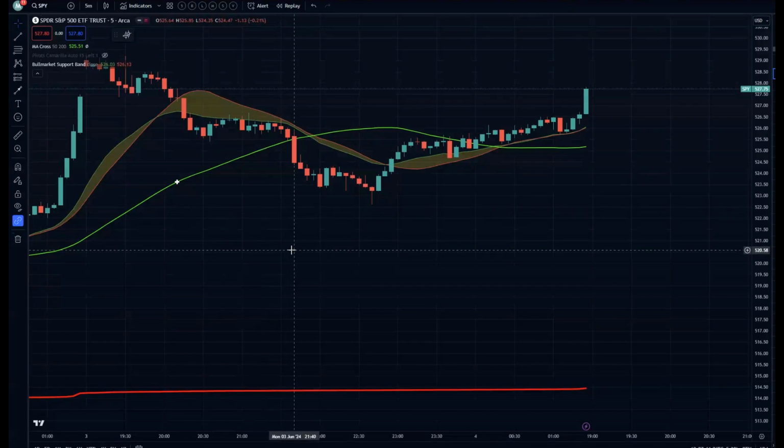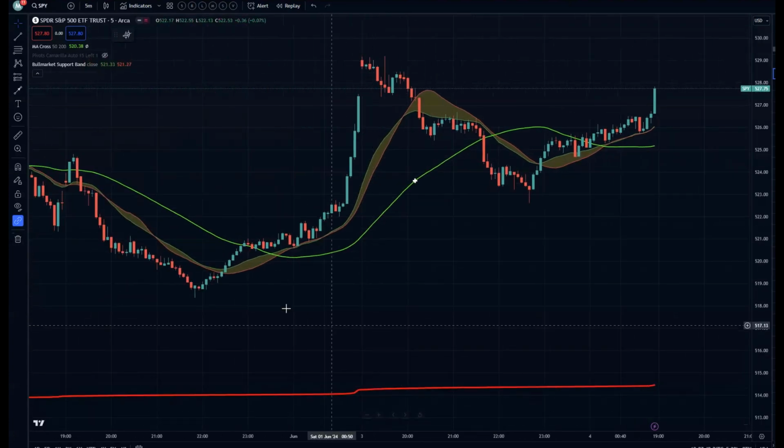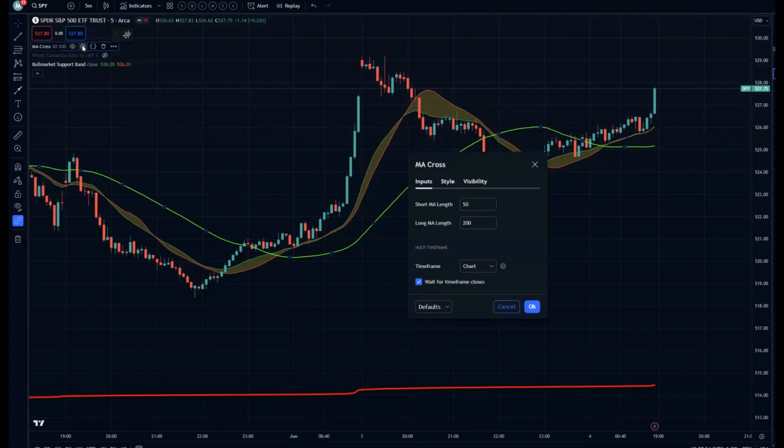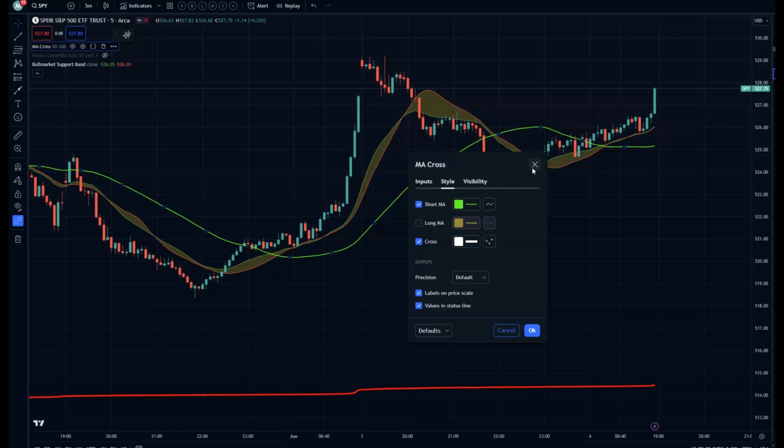So this is the bull market support band strategy, which we have open at the moment in the 5 minutes on SPY. We can see the two indicators, that is the MA cross 50 and 200. I have turned off the longer MA, which is the 200. I'm not using that because it's not really very helpful for intraday trading.